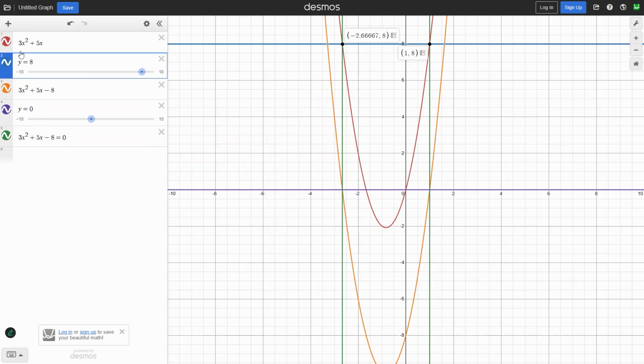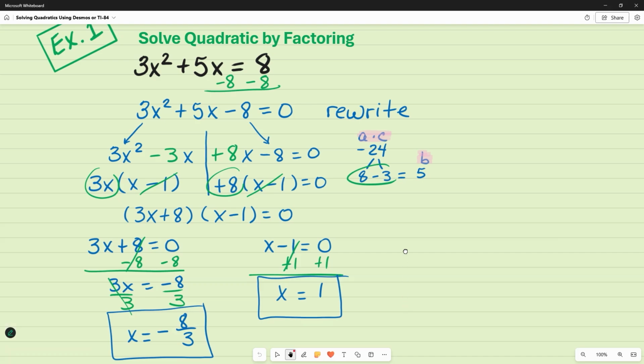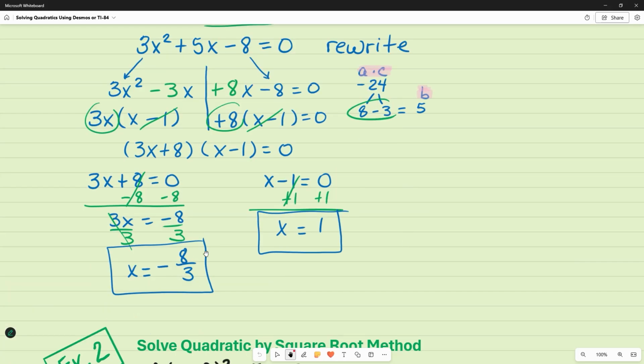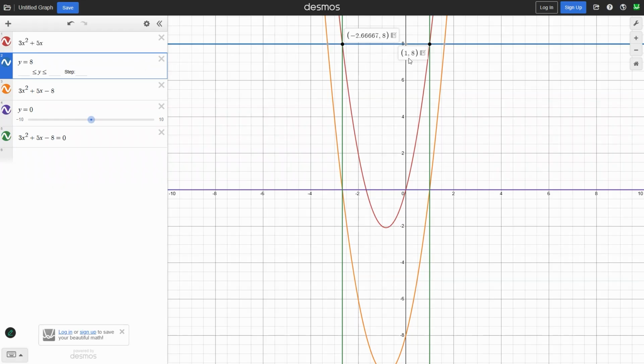And I'm looking for x. Solve quadratic means your answer is going to be in the form of x equals. So my x is what's shown here, and then 1. However, I don't want a decimal unless it's a word problem. So if I go back to my answer, I see that that decimal actually is -8/3, and I also see that x is 1, which we see that.